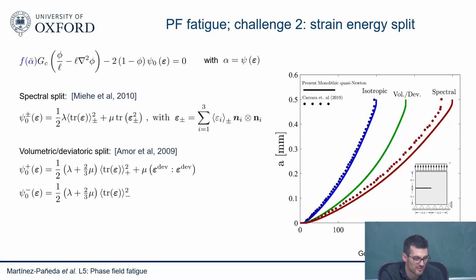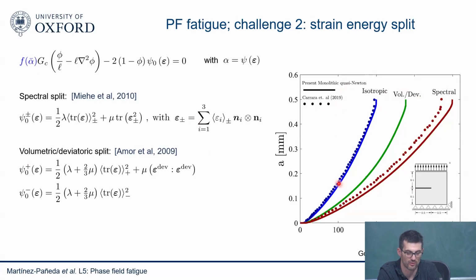So you can see it here. This is the example. So this is R equals -1. Okay, so it is true. It's very sensitive to the load ratio. It's quite sensitive to the load ratio. This is R equals -1 that I remember. So this is, by the way, for the three splits that you know. The isotropic is the no split. So this is a standard Griffith. Volumetric-deviatoric is the one of Amor. And then the spectral is the one of Christian Miehe.